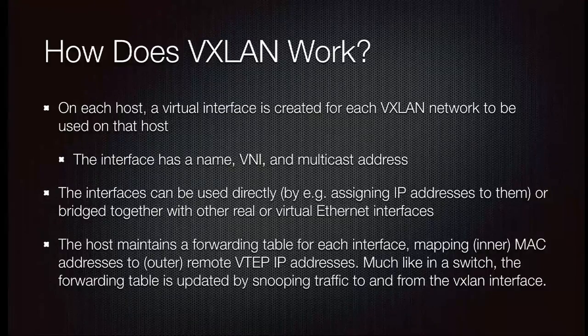The host, again, maintains a forwarding table for each interface individually. So when it sees a packet come in, it looks at the outer IP address and the inner source MAC address, and saves that. So next time it needs to send a packet to that MAC address, it knows which VTEP peer, which outer IP address to use for a unicast transmission.